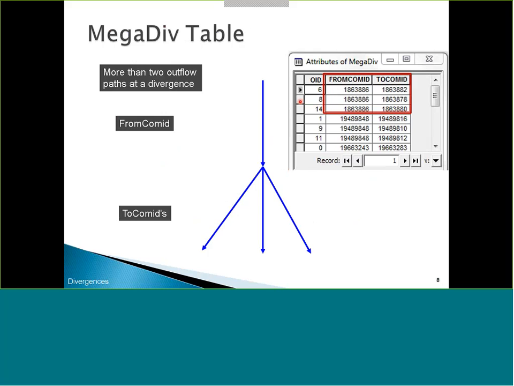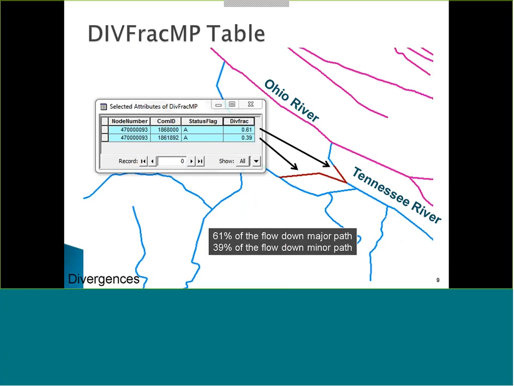Now, there's a table called megadiv, okay? And megadiv defines junctions where there are more than 2 outflows. And this table is really needed for the VAA tables because we needed a way to be able to handle this type of situation where you had multiple outflows from a junction, more than 2 outflows. And so we needed this megadiv table for handling that.